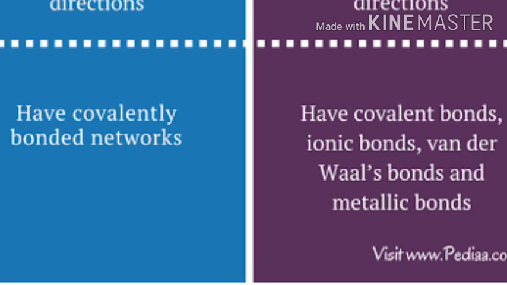Amorphous solids have covalently bonded networks, whereas the crystalline solids have covalent bonds, ionic bonds, van der Waals bonds and the metallic bond.